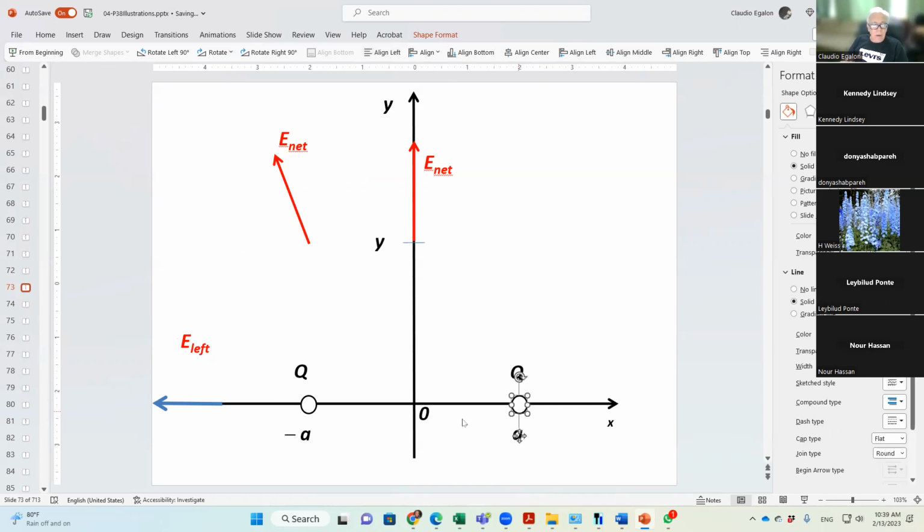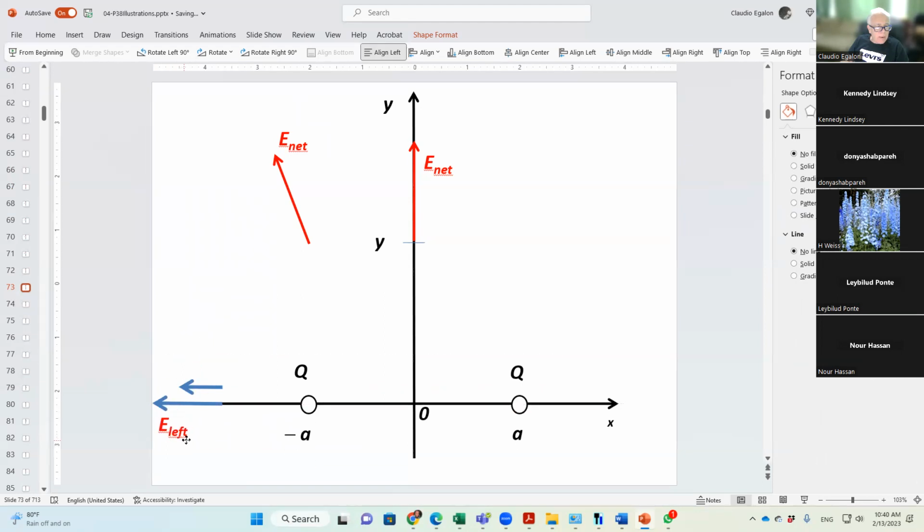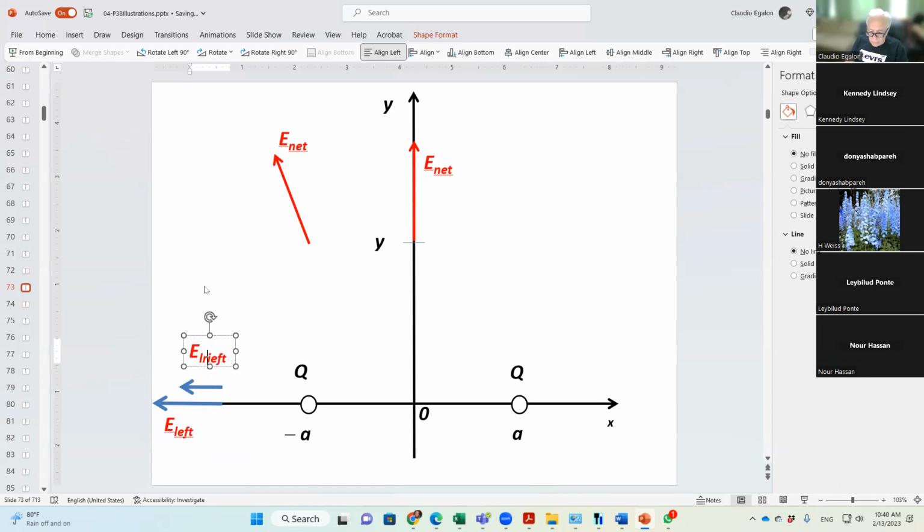And then this charge will also have an electric field in the same direction, pointing to the left, with one important difference. It's going to be shorter because it's further away from the other charge, right? So if this one here below is the electric field of the left charge, this other one is going to be the electric field of the right charge, right?